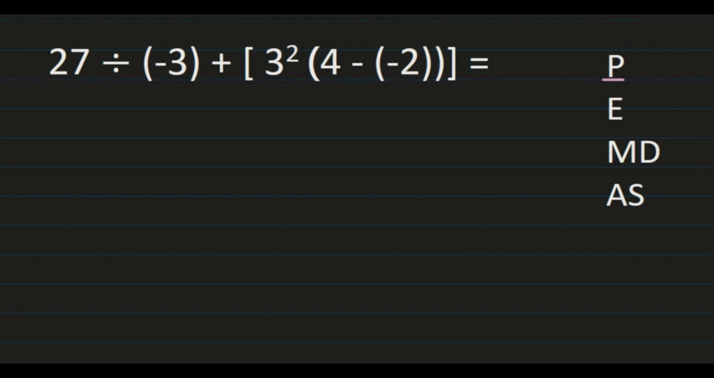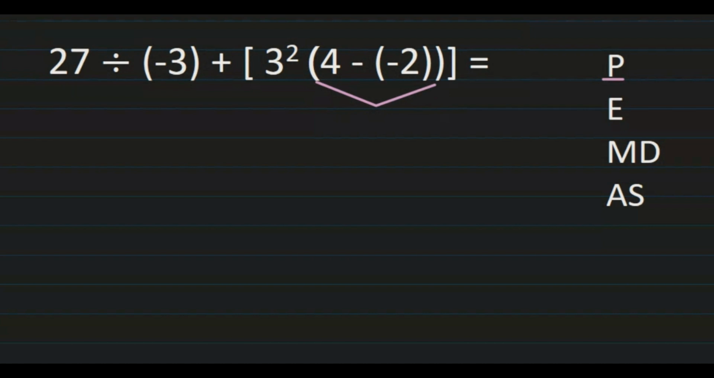I have to start with my grouping symbols, so I'm going to start with what's inside the brackets. And inside the brackets, I see that I have parentheses. So I actually have to start with what's in the lowest level of grouping symbols. So I have to start with what's in the parentheses. And there I have 4 minus a negative 2.